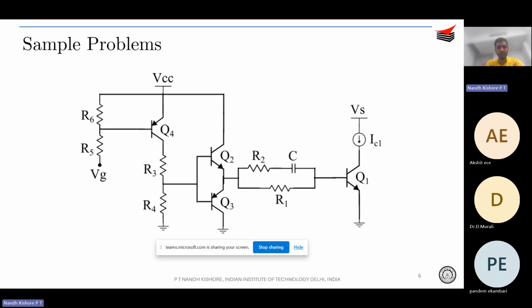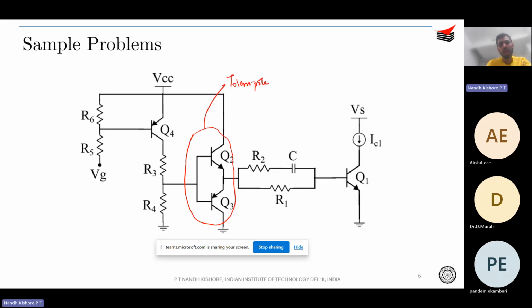So the question is, what is R1? Okay, so this is the circuit that's shown over here. And can someone tell what is this circuit? Yeah, so this particular configuration of Q2 and Q3, something like this, is called the totem pole configuration.